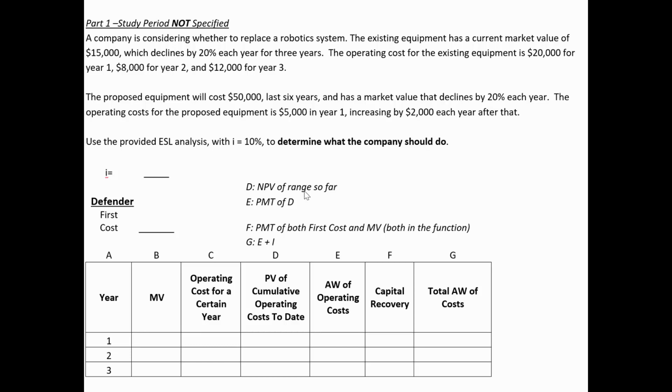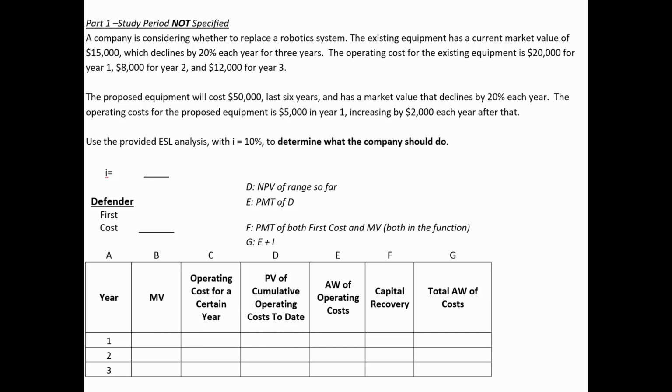Okay, so this one, study period is not specified. So we don't have to make these two alternatives the same number of years. What we're doing in this analysis is we're just going to do economic service life for the two alternatives, and then we're going to pick the one that has the lowest total annual worth of costs. So we've got two options, and we just want to minimize our costs for however long that minimization occurs.